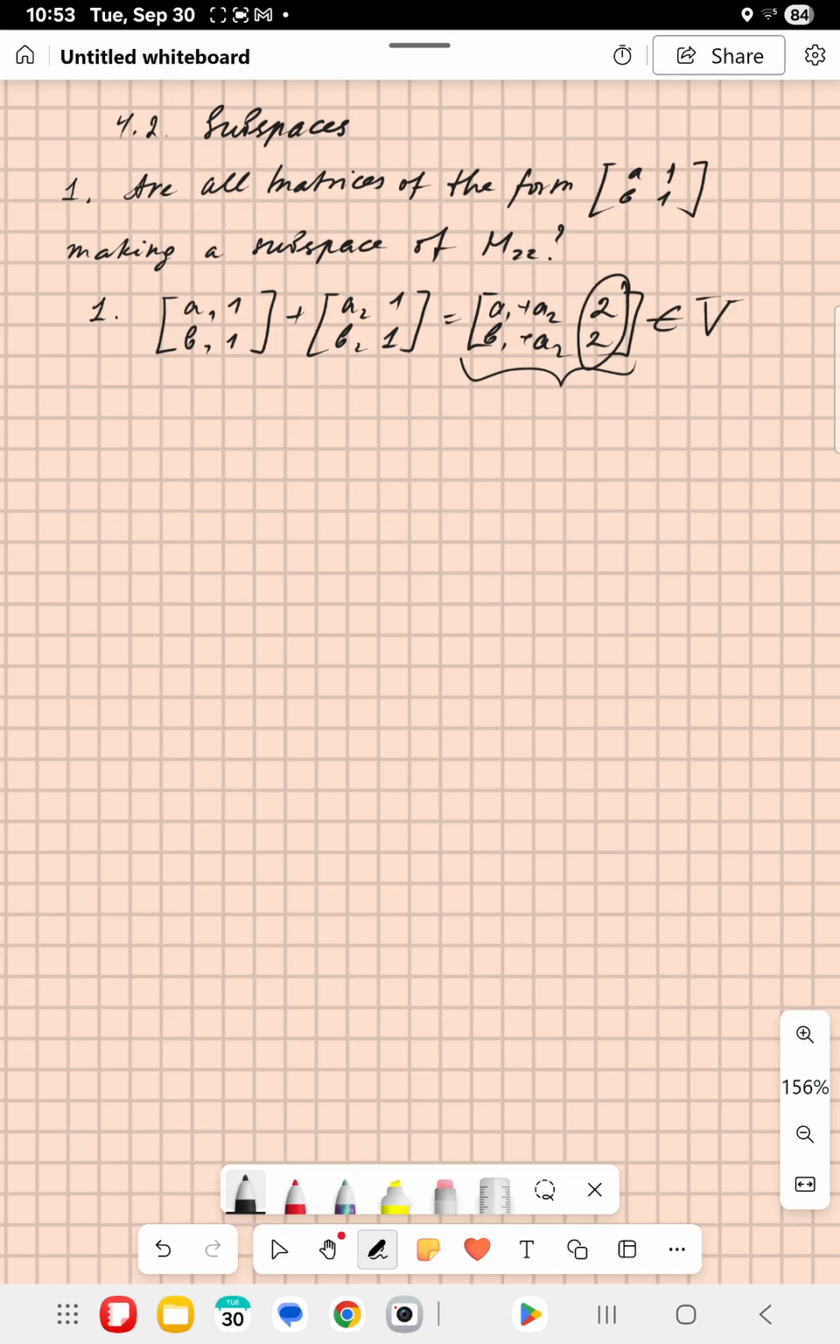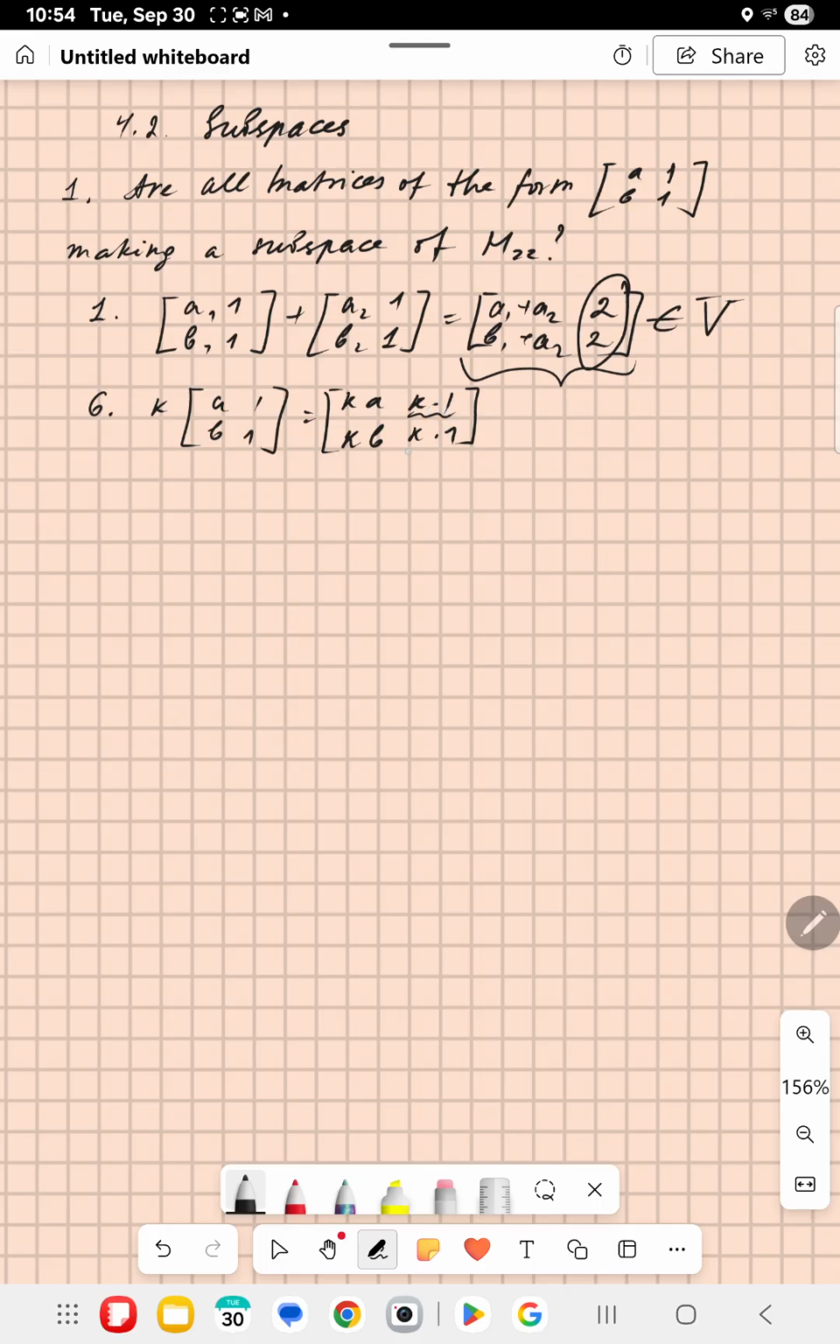It's not a subspace. We don't need to check anything else. You can also check multiplication. Closure under multiplication is not going to work either. Well, maybe you should check it just to show. Imagine that you take any number k and multiply it by [a1, 1; b1, 1]. Remember that multiplication of a matrix by a scalar gives [ka1, k1; kb1, k1].